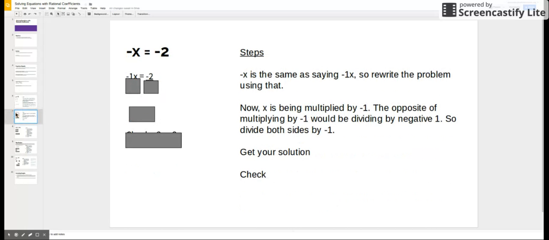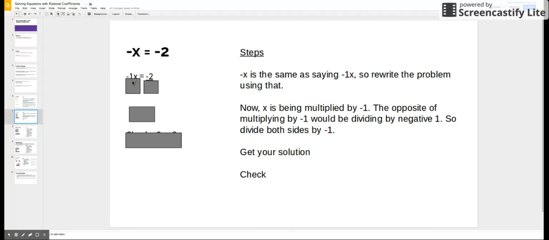Here's another example. We have negative x equals negative 2. With this negative x, I'm going to pretend like it's negative 1x. Because remember, if you have a variable alone, you need to think of it as having a coefficient of 1 in front of it. Because it's not 0x, right? Because that would be 0. It's 1x, or in this case, it's negative 1x. So I just rewrote it first with negative 1x is equal to negative 2.